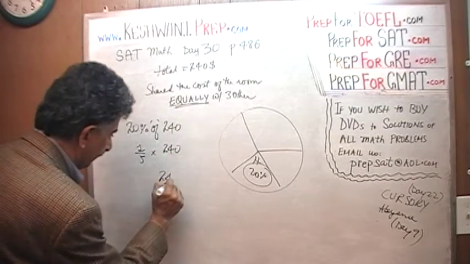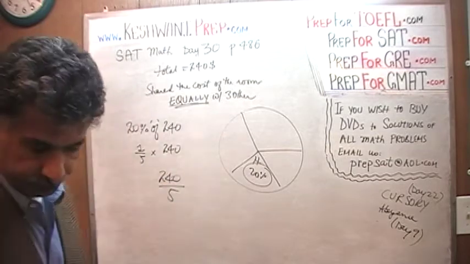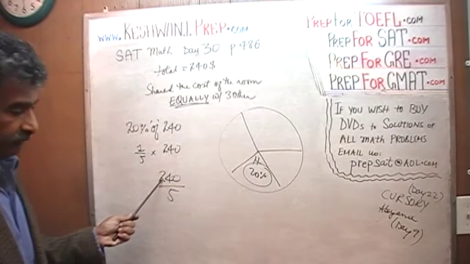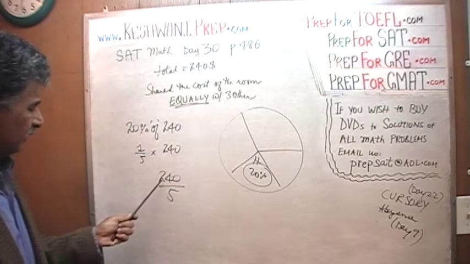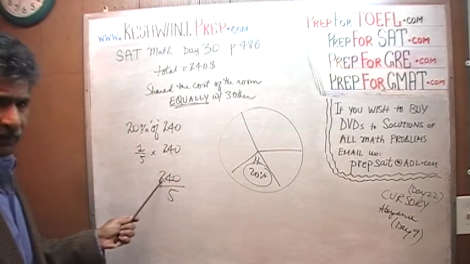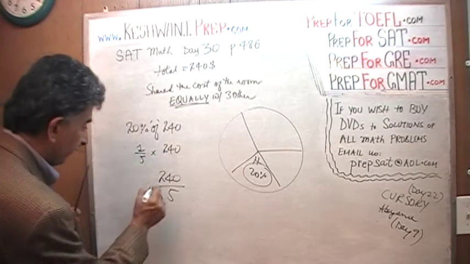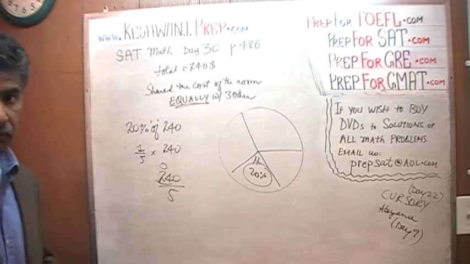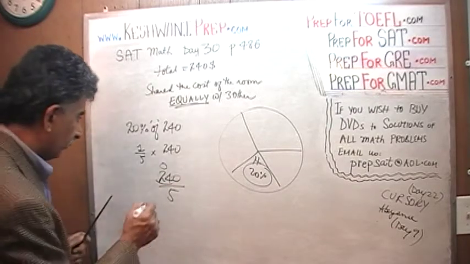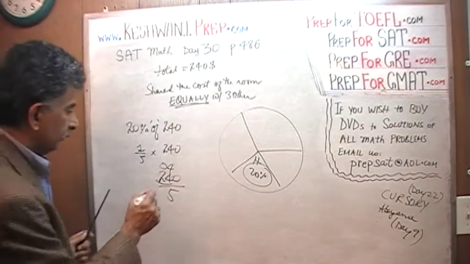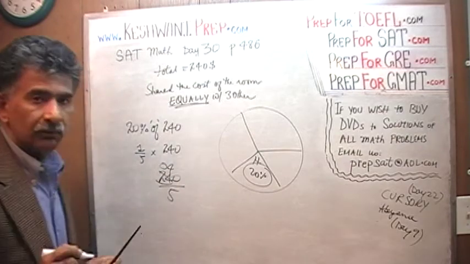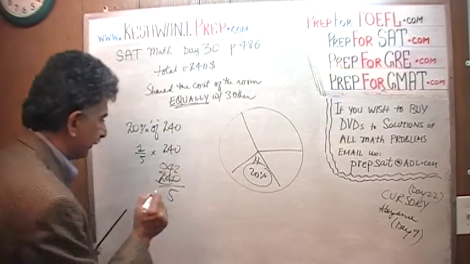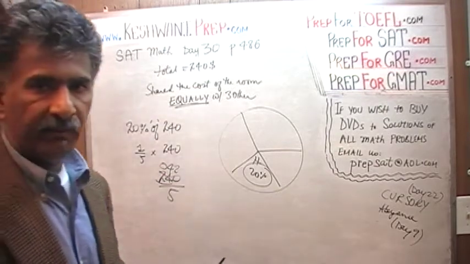So 240 divided by 5. How many 5s in a 2? 2 doesn't have any 5, so 2 goes and joins 4. It becomes 24. How many 5s in a 24? 24 has 4 5s. The remaining 4 goes and joins the 0 and becomes 40. 40 divided by 5 is 8. In other words, 240 divided by 5 is 48.